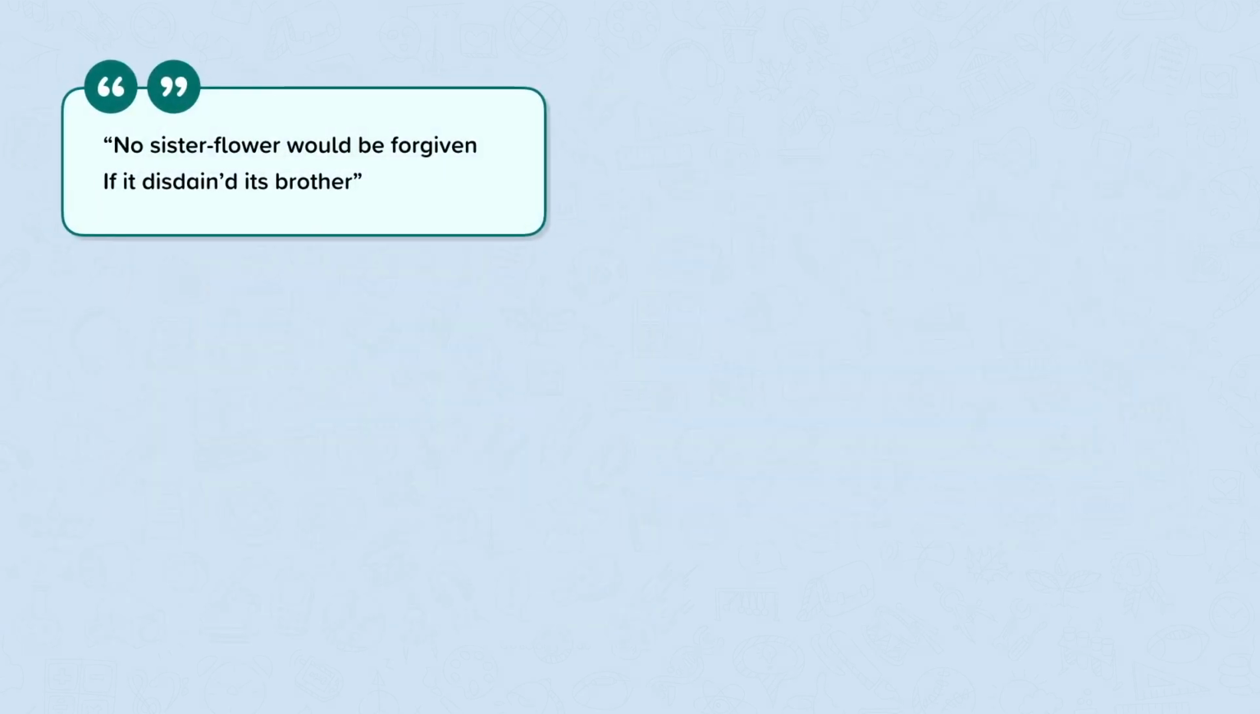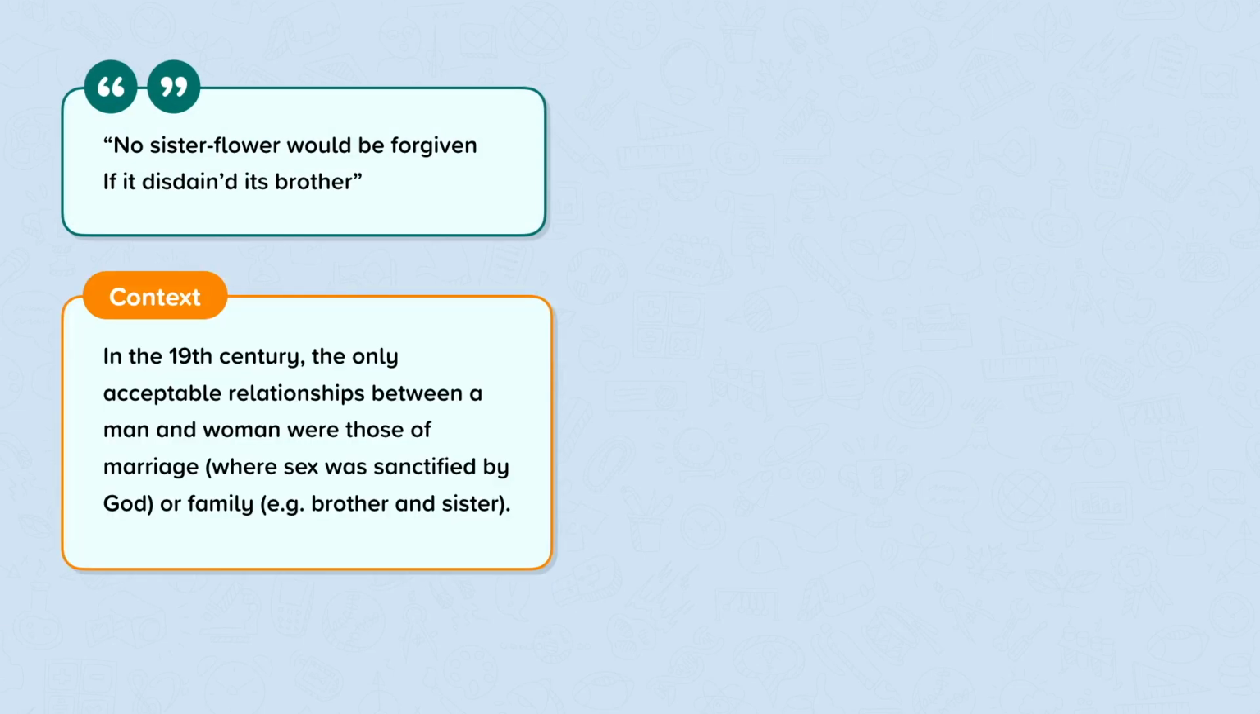Let's link this point about context to a quotation from the poem. "No sister flower would be forgiven if it disdained its brother." In the 19th century, the only acceptable relationships between a man and a woman were those of marriage, where sex was sanctified by God, or family, for example, a brother and sister. Sanctified means to make pure or free from sin.